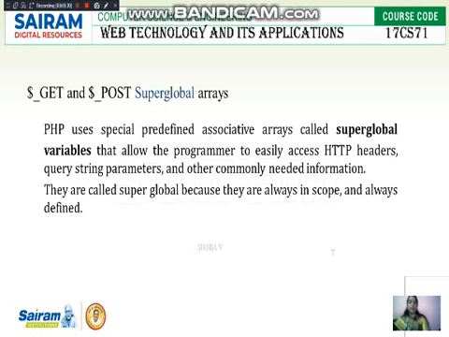Now we'll move to the GET and POST superglobal arrays. We need to understand the HTTP protocol first. GET and POST arrays come under the HTTP protocol. These are two common HTTP methods. GET is used to request data from a specified resource, and it is one of the most important HTTP methods. With POST, we can send a request back to the server, and it is also one of the common HTTP methods.